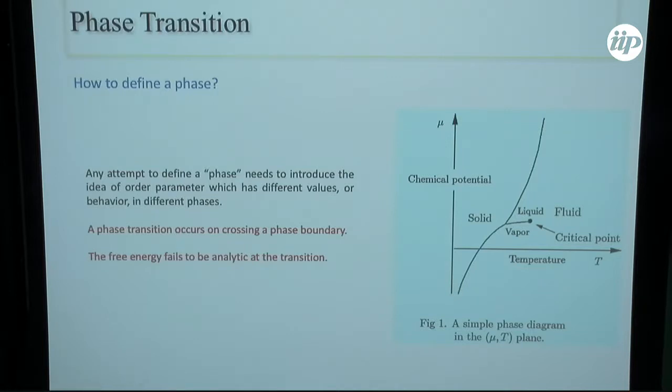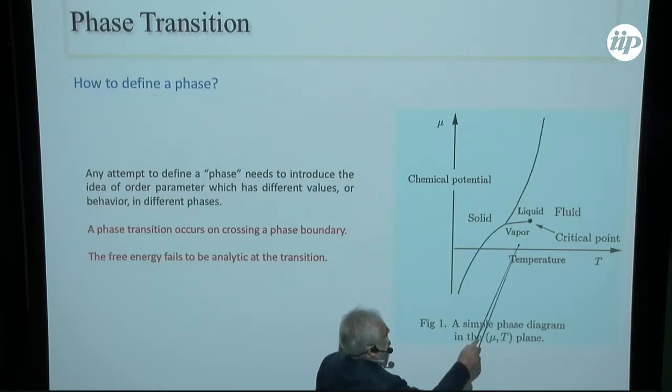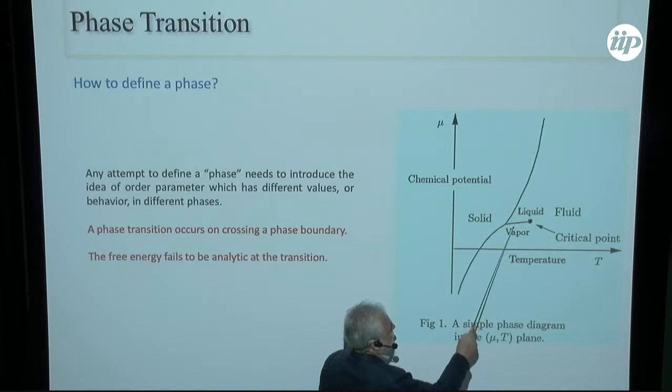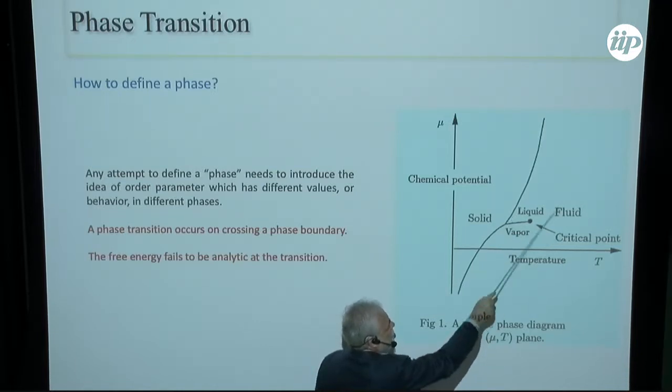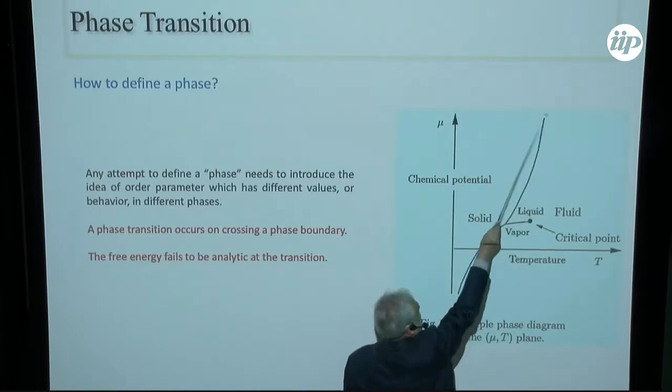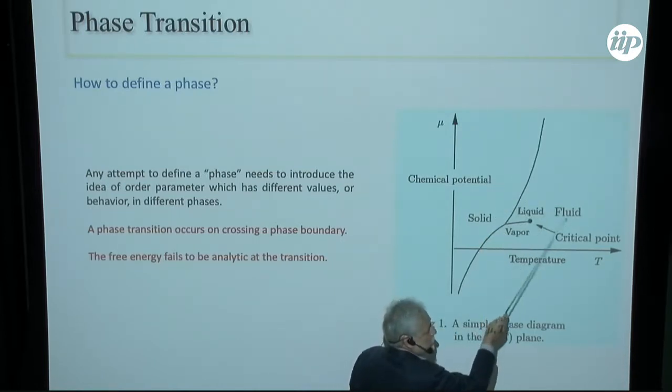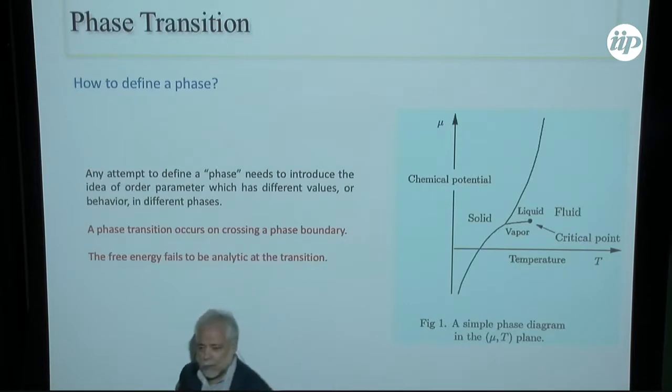Okay, then the problem in defining a phase is that we can say that this is a vapor phase, and we cross this line, we go to the liquid phase. But what about going this way or this way? So what is the phase? How can we define a phase here very rigorously? I don't know, and probably nobody knows how to define a phase in general.